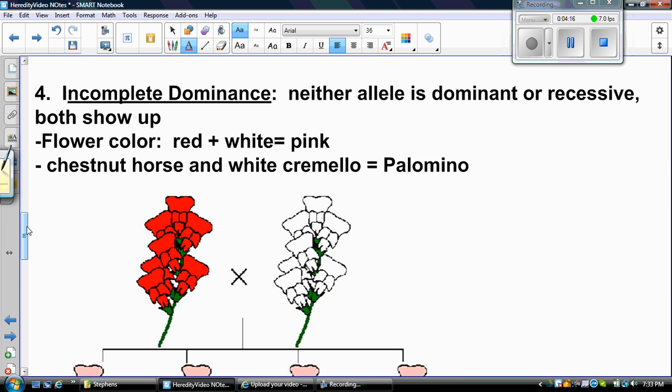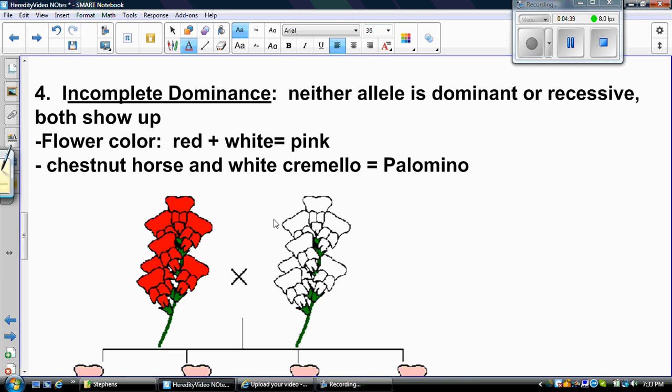Okay, another way that traits can be inherited is through incomplete dominance. That means neither allele is dominant or recessive. They both show up. So, for example, with the flower colors red and white, if you mix a red and white flower, neither the red color nor the white color is dominant or recessive, so they both show up and you get a mixture called pink.